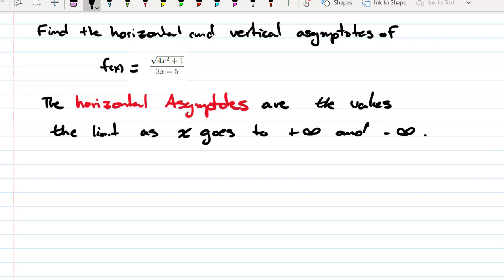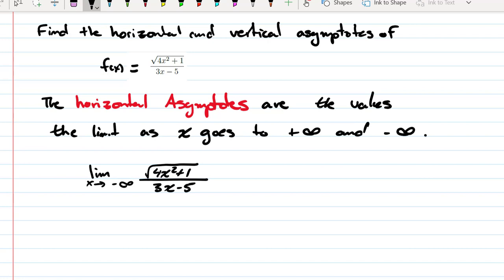So if we want to find the horizontal asymptotes of f of x equals the square root of 4x squared plus 1 over 3x minus 5, we need to take the limit as x goes to both positive infinity and as x goes to negative infinity. So let's start with the limit as x goes to negative infinity of the square root of 4x squared plus 1 all over 3x minus 5.